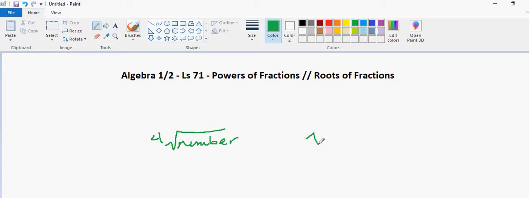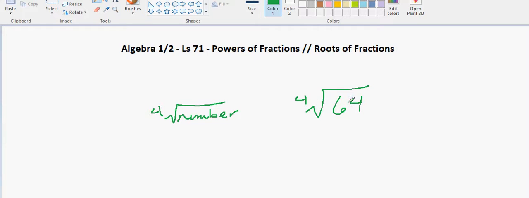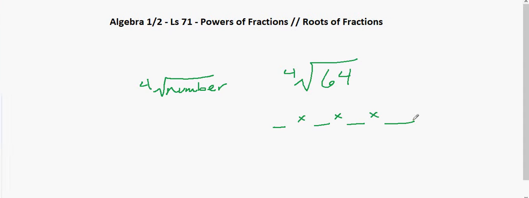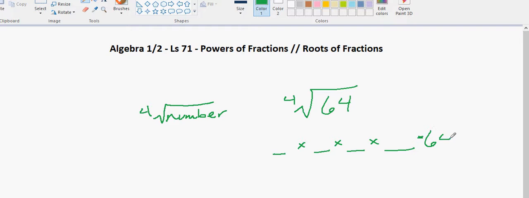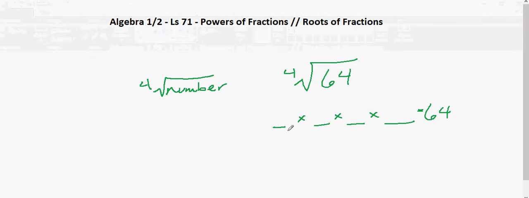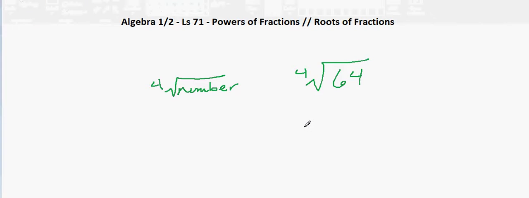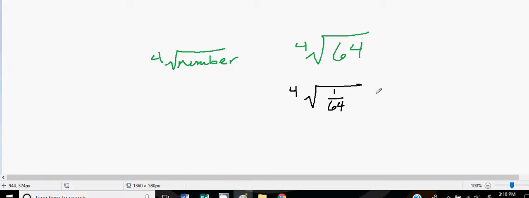So in the example here, the 4th root of 64, literally asking what number used the index number of times, 4 times, will get me to the multiple 64. What times what times what times what is 64? How did I know how many blanks, how many times I would do it? 1, 2, 3, 4. Now, can I do this with fractions? Absolutely. Just like we just learned with exponents, this can all be done with fractions. What if I do the 4th root of 1 over 64? What will that be?